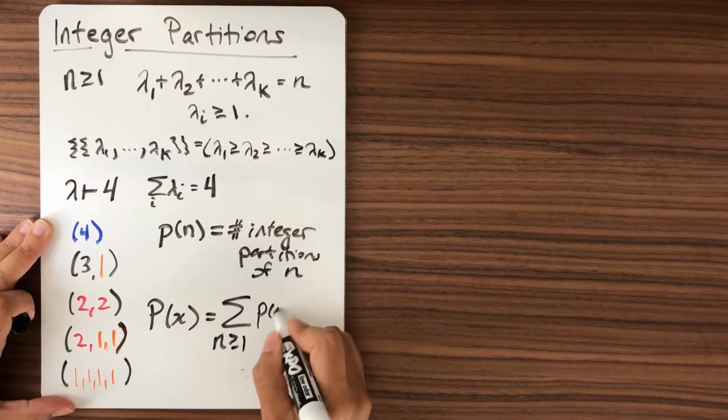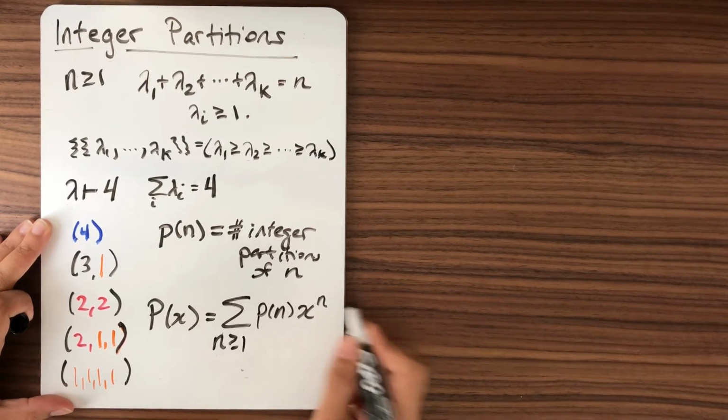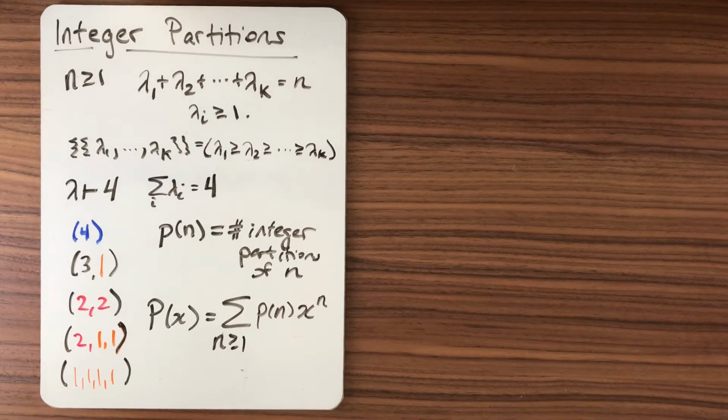Of p of n, x to the n. And we want to say, okay, what does this look like? Can we come up with a closed formula for the generating function? Just because we can't do it for the numbers themselves doesn't mean that we can't do it for the generating function. So the right way to think about this is to think about how one could build a partition.